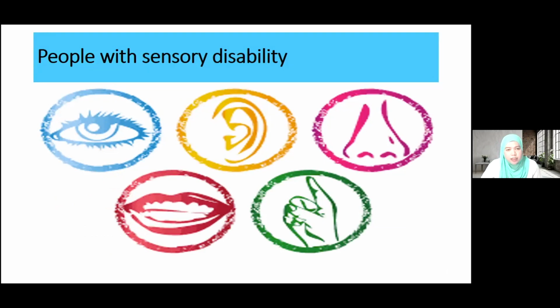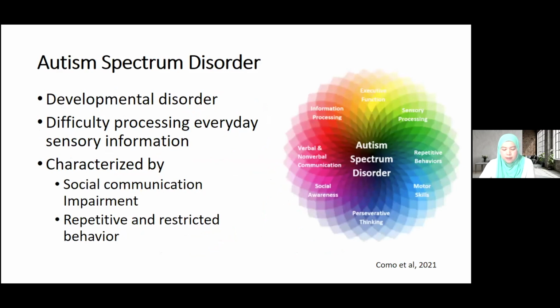With regard to touch, it's important to include people with autism spectrum disorder. This is a developmental disorder where individuals find it difficult to process everyday sensory information. Further support may be required as they have differences in their communication, and they may have restrictive behavior, which makes any changes to their everyday routine challenging.